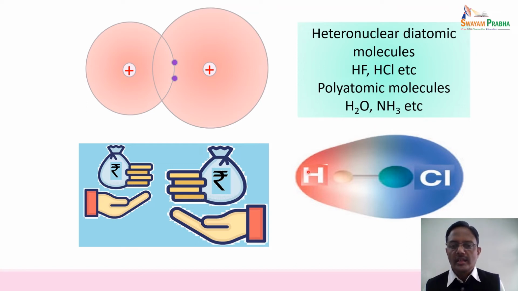electron. We can see that this hydrogen is less electronegative, chlorine is more electronegative. As a result, the electron charge cloud or electron cloud is more centralized on chlorine as compared to hydrogen. So the electron density gets shifted towards the chlorine atom.